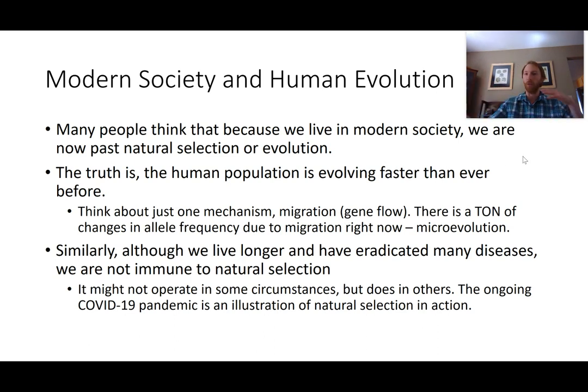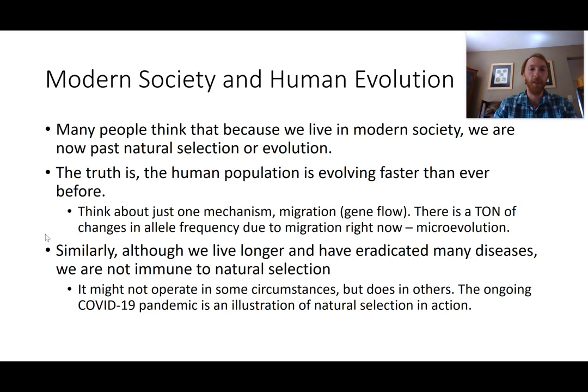So humans are moving all over the world. Different populations of humans that have been isolated for hundreds to thousands of years have been moving all around the world in the past, let's say, 400, 500, 600 years. And they're coming in contact with other populations of humans and interbreeding. And that is changing allele frequencies in populations. And that is microevolution. So just changing those allele frequencies through breeding. And that's all due to migration. So that has rapidly evolved the human population.